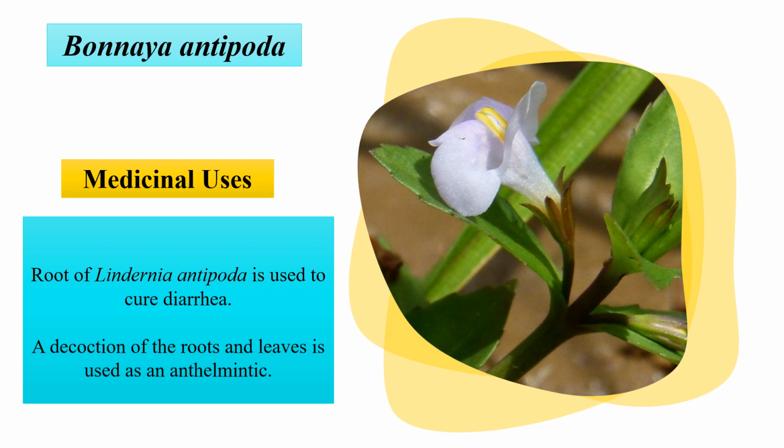This species is also widely distributed and mainly occurs in wetlands, and also in some non-wetland areas, in rice fields and in grasslands, etc. The root of Bonaya antipoda is used in traditional medicine: the roots are used to treat diarrhea, and the decoction of the root and leaves both is used as an anthelmintic.